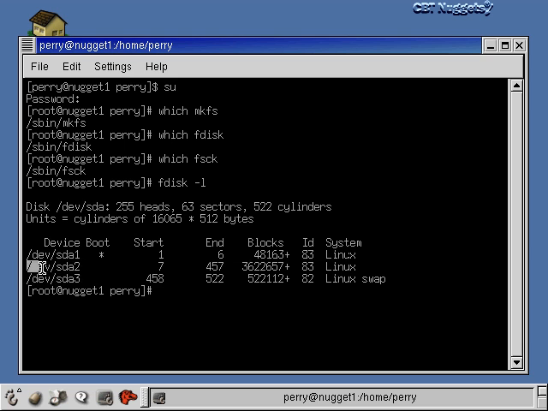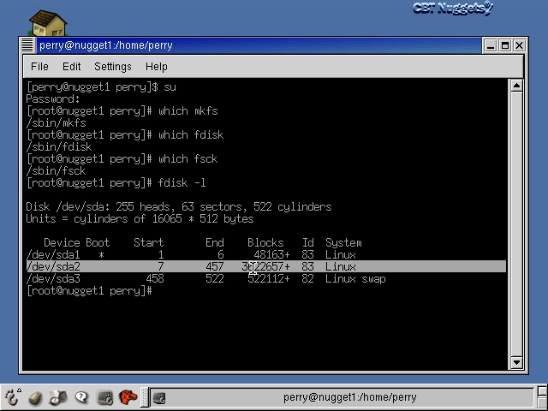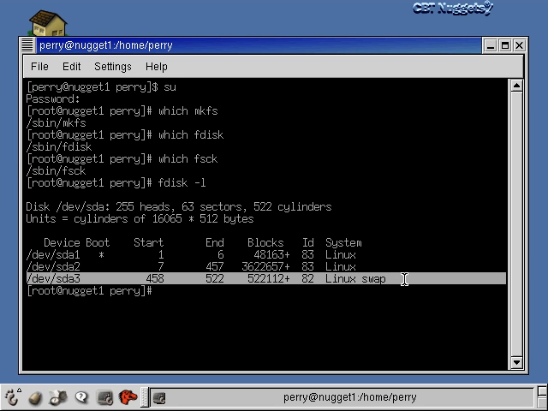The second partition here, SDA2, is what I would call the main Linux partition. This is where all the user files are located, the log files, things like that. And you can see the size of this partition is huge compared to the boot partition. It's probably 75 to 100 times larger than the boot partition. The third partition here is the swap partition.